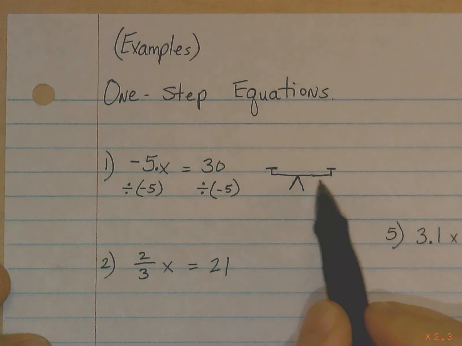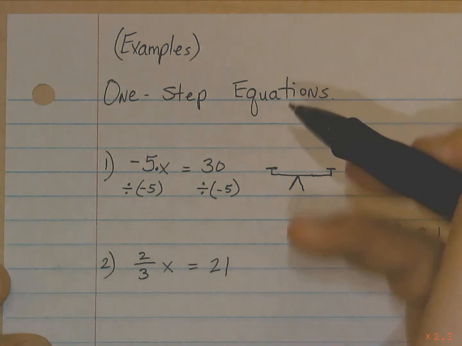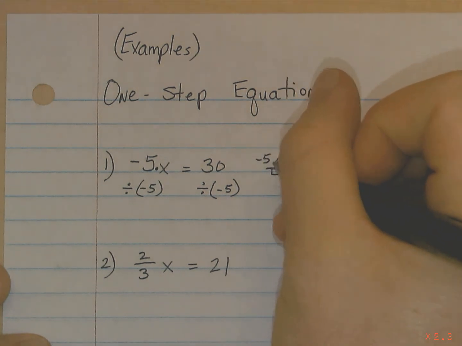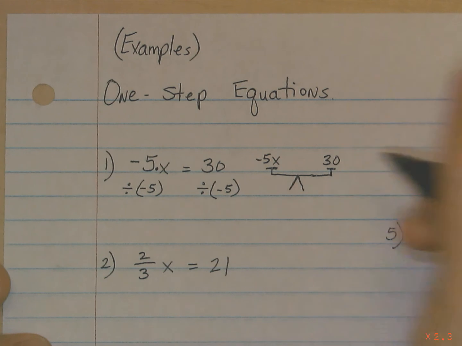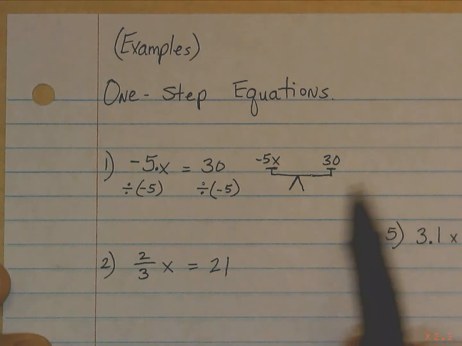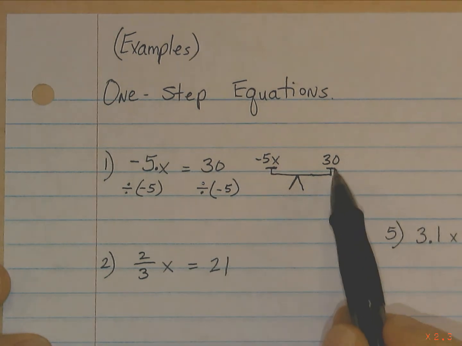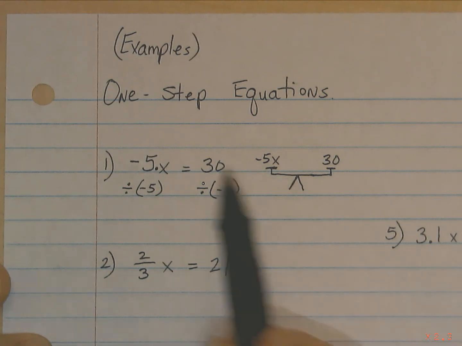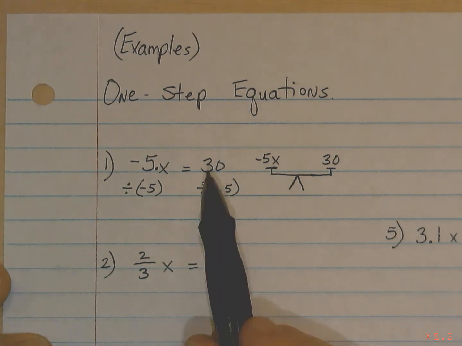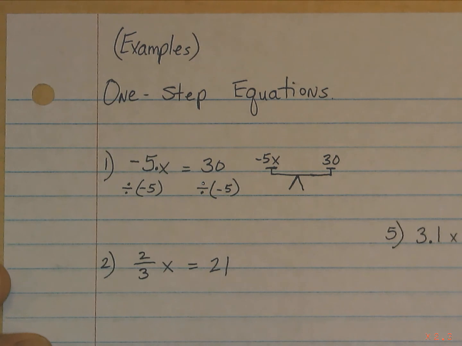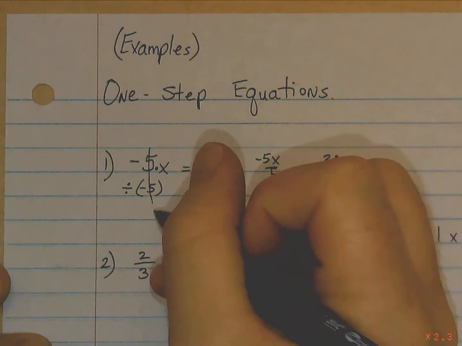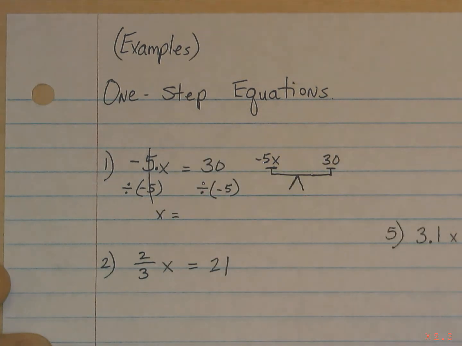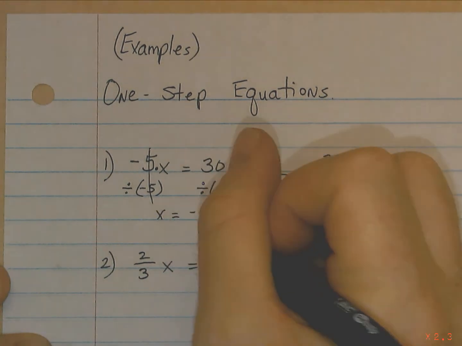Sorry, it's a little bit longer here, but basically, my point is this: negative 5x is over here, and 30 is over here. You want to maintain that balance. So whatever I do to this side, I have to do to this side as well, to maintain that equality, that equal sign. So we divide both sides by negative 5. This cancels out. All we're left with is x equals, and in this case it would be negative 6.